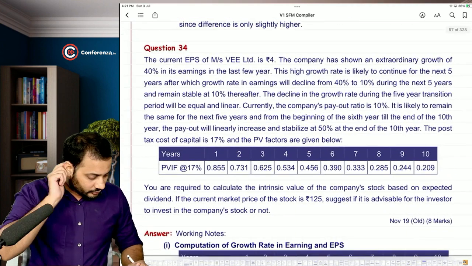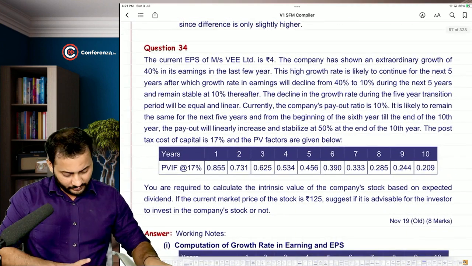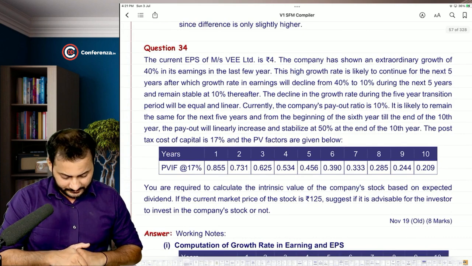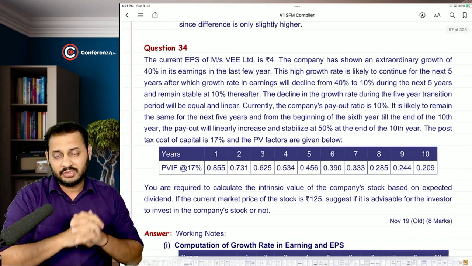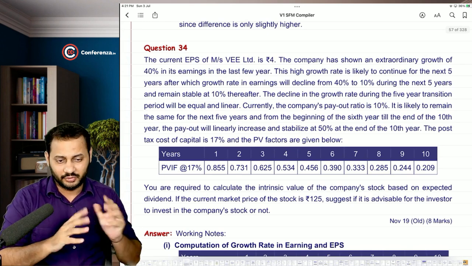Question number 34 is also very similar, but we are going to take this because a couple of more things are given in this and this is where we are going to learn. Have a look at question number 34.